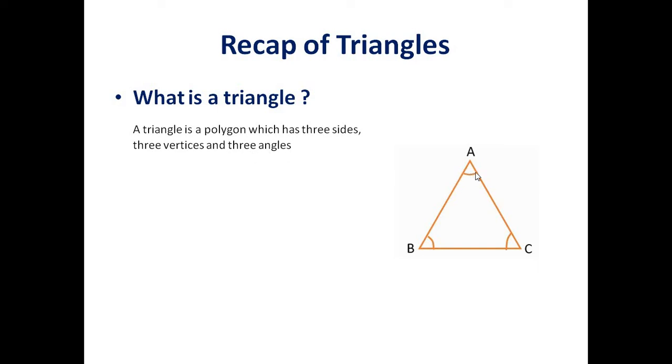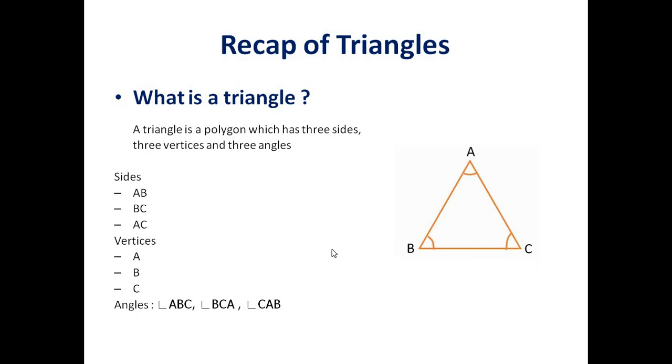This is angle A, we can call it angle BAC or angle CAB. Angle B, you can call it angle CBA or angle ABC. And angle C, you can call it angle BCA or angle ACB. Hope you understand what exactly a triangle is. Looking at the same thing, AB is one side, BC is another side, AC is another side. Also vertices A, B, C, three vertices, and also three angles: angle ABC, angle BCA and angle CAB.